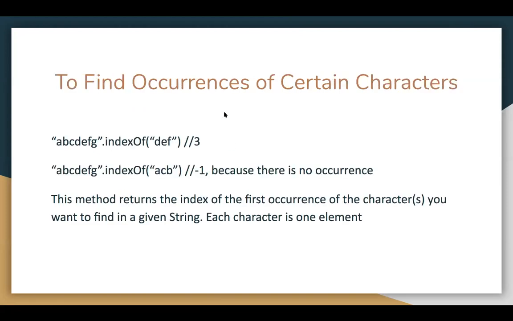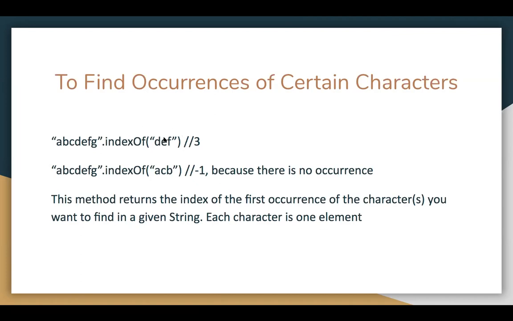Find occurrences of certain characters. In this first example, you have a string and then .indexOf, and inside these parentheses we have a string, and this would output 3. The explanation is that this method returns the index of the first occurrence of the character or characters you want to find in a given string. Each character is one element.